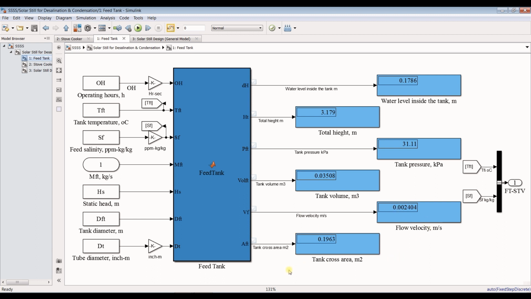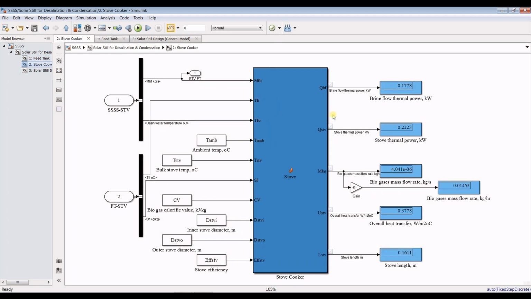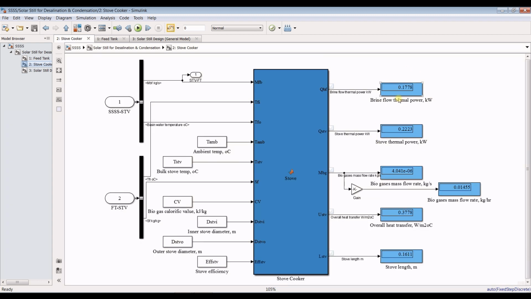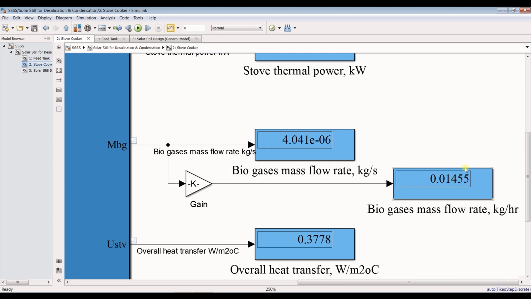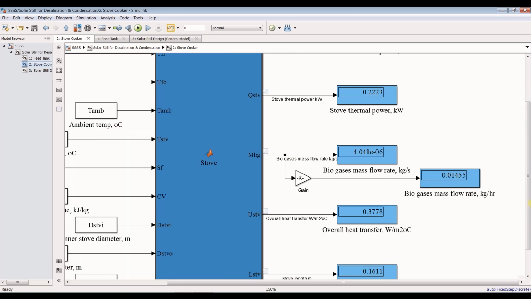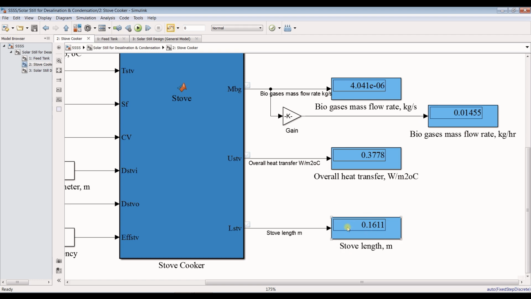This is flow velocity in meters per second, and the cross-sectional area of your tank. For the stove, this is the brine flow thermal power, a small power because of the small quantity of distillate, and this is the thermal power of the stove. This is the thermal power transferred to the brine flow. And this is the biogas mass flow rate, so you have to consume around 0.14 kilogram of gas per hour. This is the overall heat transfer coefficient and your stove length.